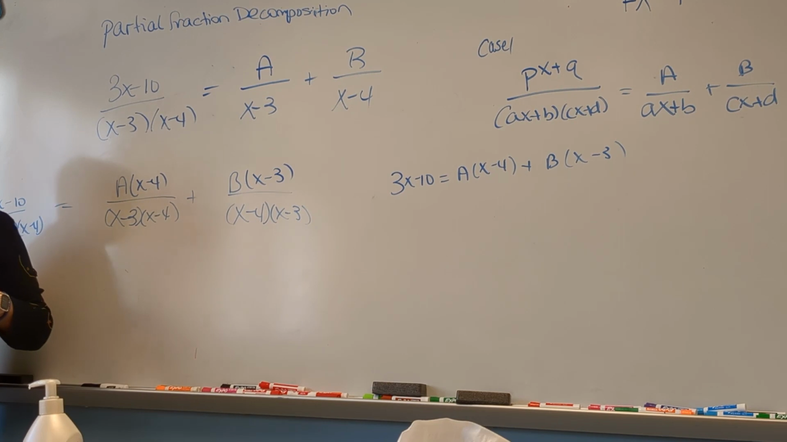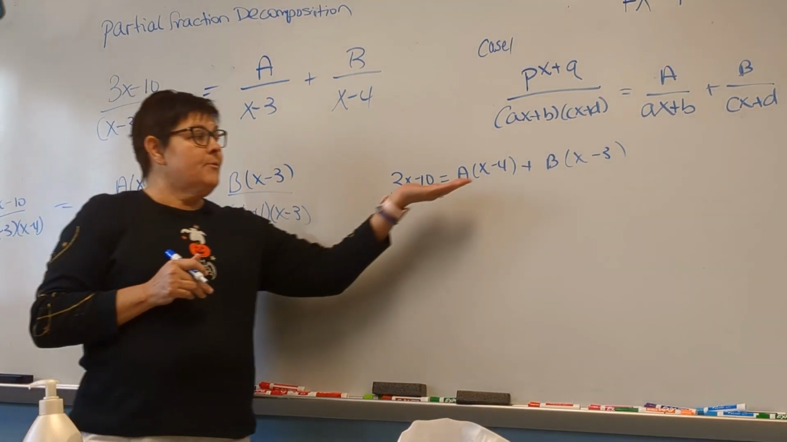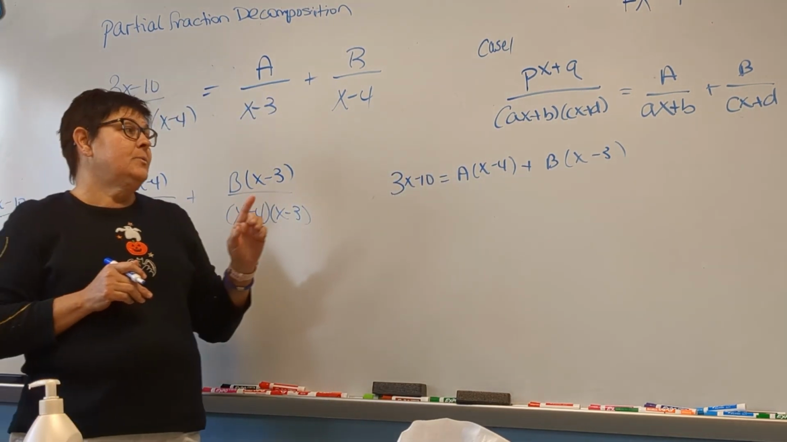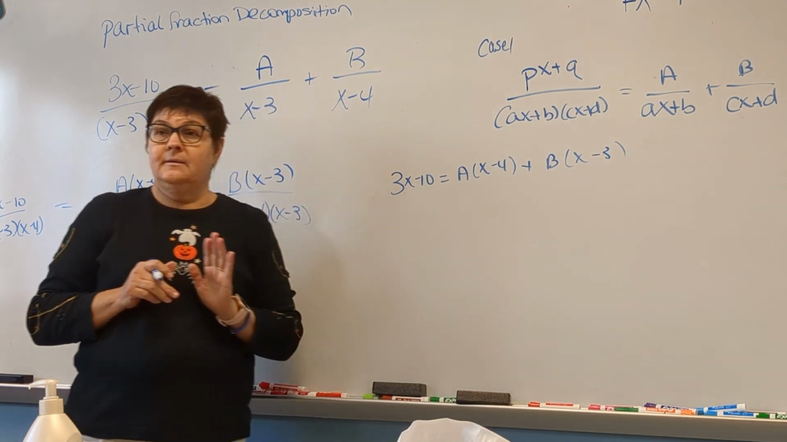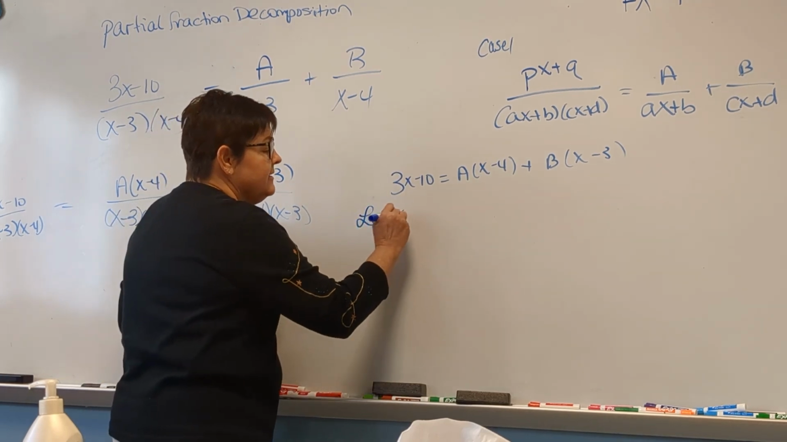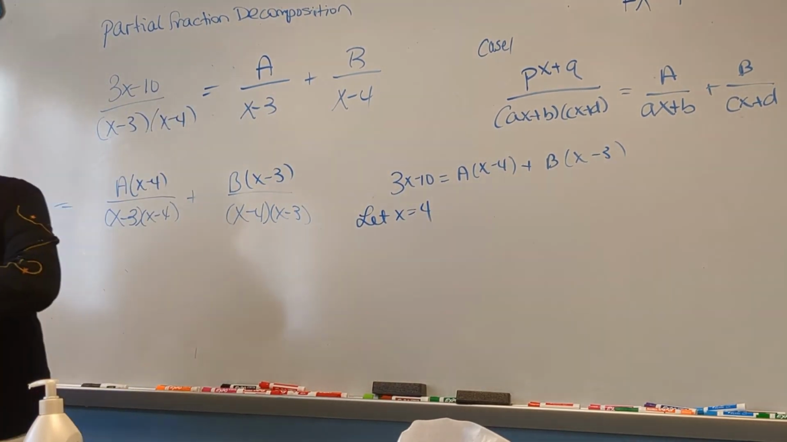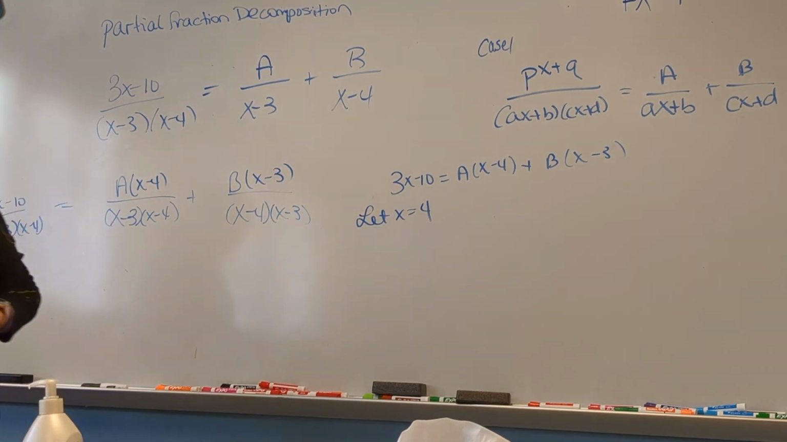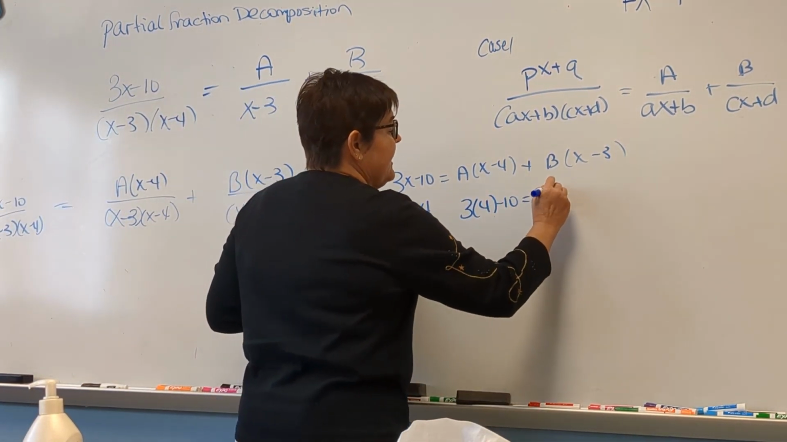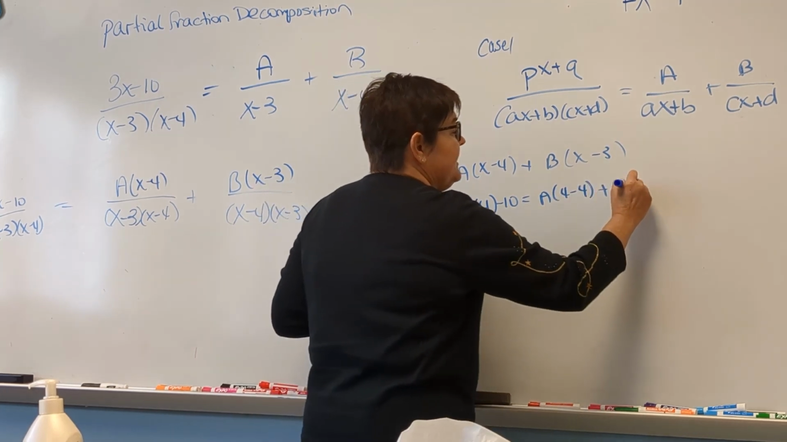Okay, so ultimately my goal is to get rid of a and solve for b. So what could I plug in right here that would get rid of a but allow me to solve for b? What value would cause this to just go away for a minute? Would x be 4? So the first thing I'm going to do is let x equal 4. Everywhere I see an x, I'm going to plug in a 4. So I have 3 times 4 minus 10 equals a times 4 minus 4 plus b times 4 minus 3.